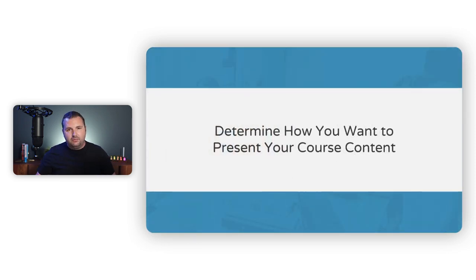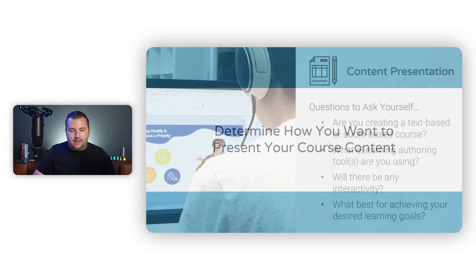Now, before I jump into some examples, one of the other things you have to consider when you're thinking about a visual storyboard or a written storyboard, and I talked a little bit about audio-based courses versus text-based courses, or courses that include audio narration versus just being on-screen text, is you have to really think about, during this early stage of development, writing your storyboard, determining how you actually want to present your course content.